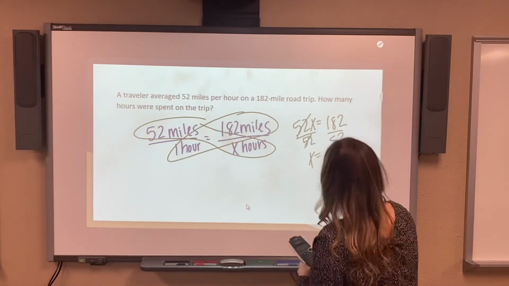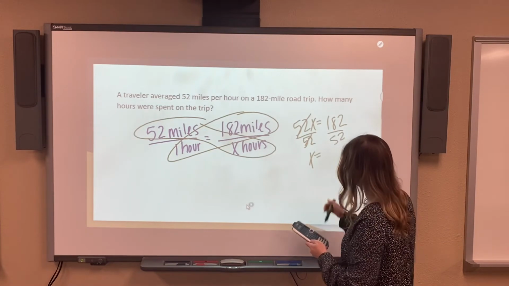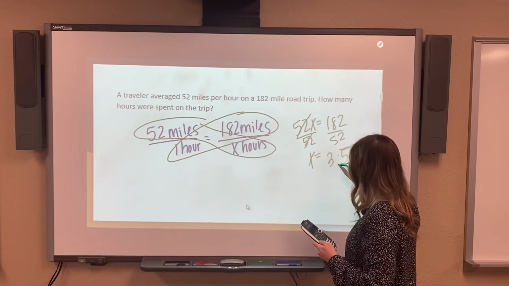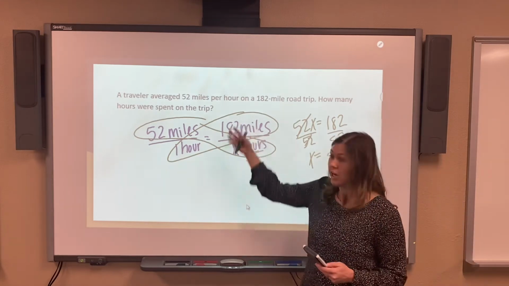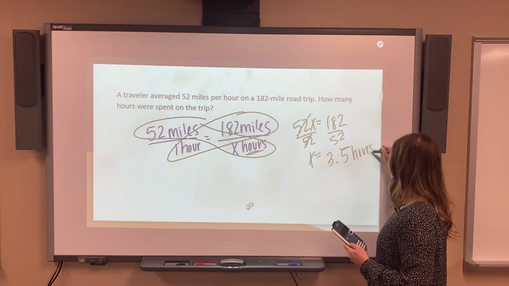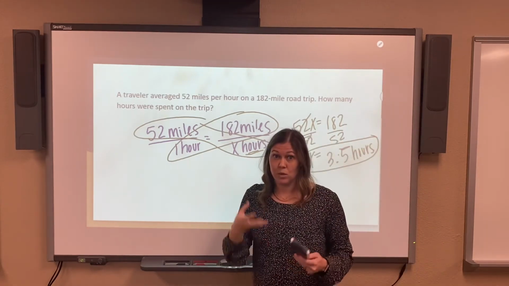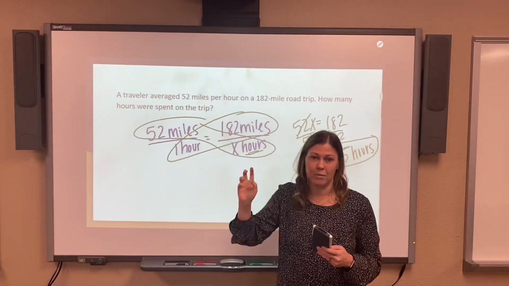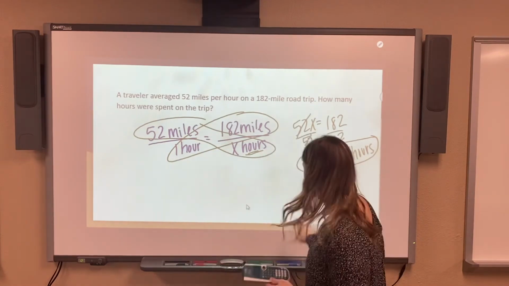Real quick, we'll do 182 divided by 52. Yep, so x equals 3.5. Since we're looking for x hours, it would take 3.5 hours to travel 182 miles. So anytime that you're doing these real world applications or word problems, before you just type in your answer and call it a day, double check to see if that makes sense, okay?